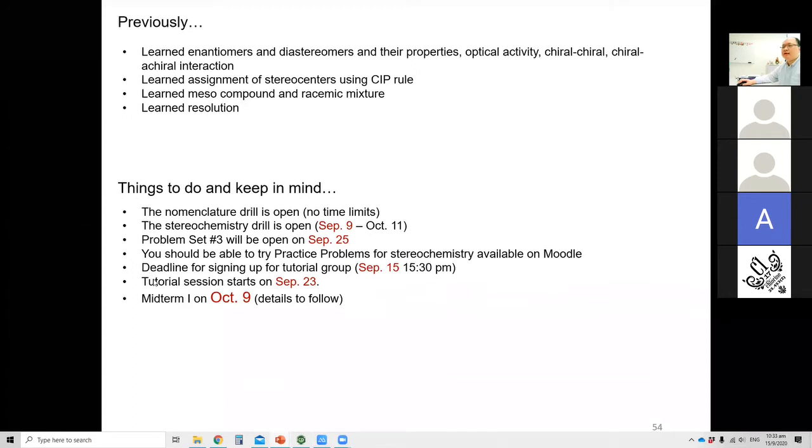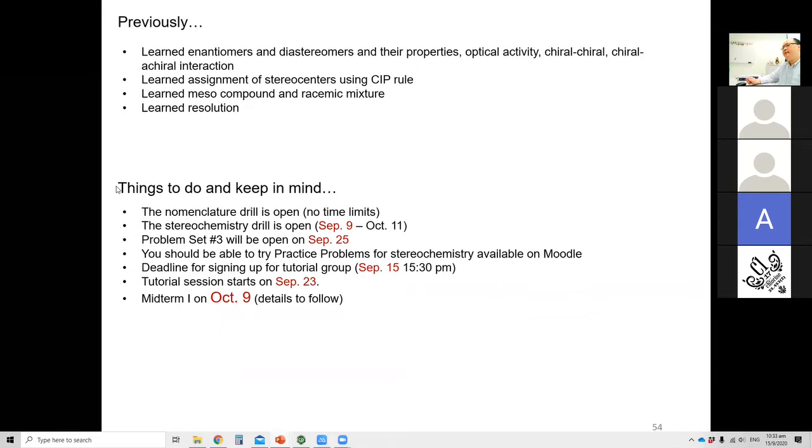And the formal tutorial session will start on September 23rd, so next week. Okay, and probably one of the most important dates is the midterm. Midterm 1 will be on October the 9th. All right, so the details about the exam will follow, and I will let you know the format and what you are going to pay attention to, something like that.